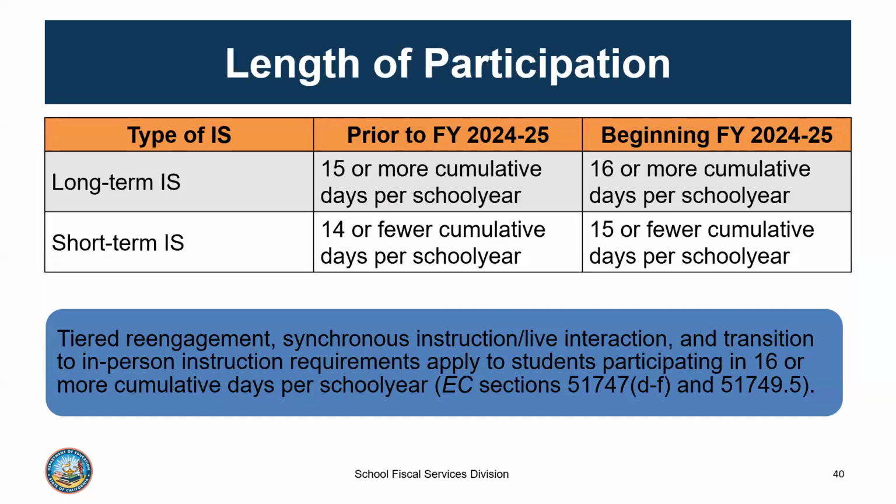Prior to fiscal year 24-25, long-term independent study was defined as participation for 15 or more cumulative school days in a school year. Due to the recent changes in statute, long-term independent study will now be 16 or more cumulative days per school year. Also, prior to fiscal year 24-25, short-term independent study was defined as 14 or fewer cumulative days per school year. Now, it will be 15 or fewer cumulative days per school year.